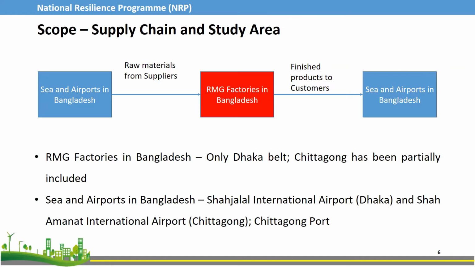And for this project, we considered RMG factories mainly in the Dhaka belt, not in the Sylhet part or other parts, and some parts of the Chittagong belt were also considered. Regarding sea and airports in Bangladesh, we considered Shahjalal International Airport, Shah Amanat International Airport, and Chittagong Airport as our main focus for this project.